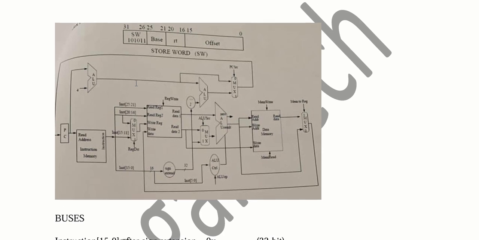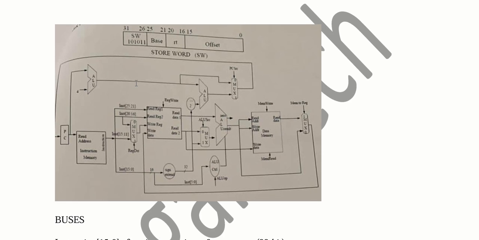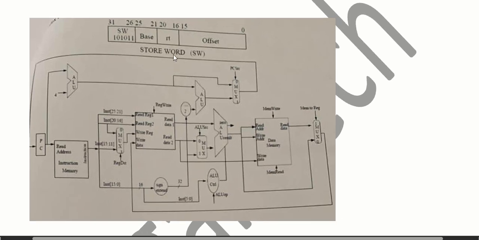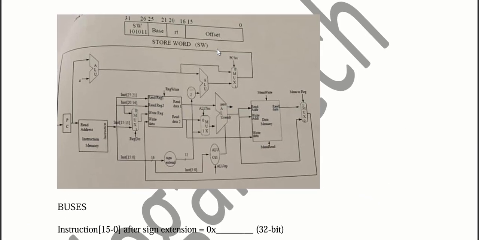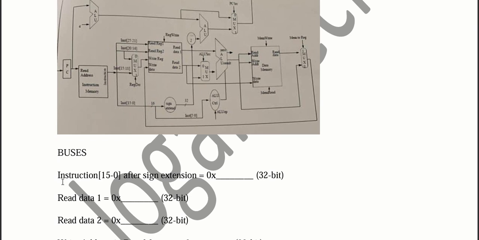Now, this is the data path they give you, right? So it's nothing different from the MIPS data path. You have everything here, and they also show you the store instruction, the instruction format, as you can see at the top. So let's start solving the question. And the first part, it says you have to fill instruction 15 down to 0, right? 15 to 0, sign extension.